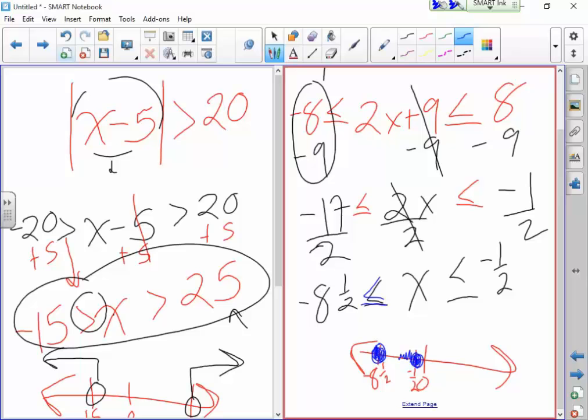Okay. And then it's everything what to x? X is what to this number? Greater than. So we're like, okay, so it's an and statement.